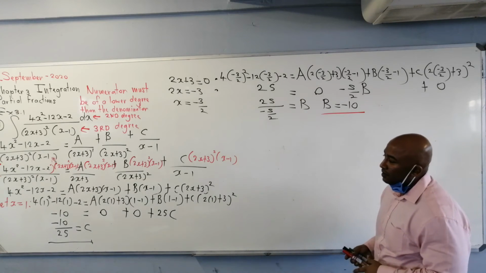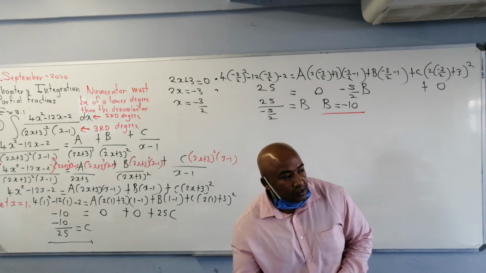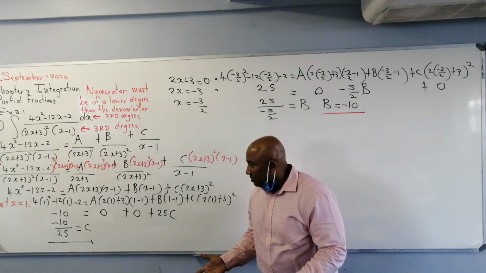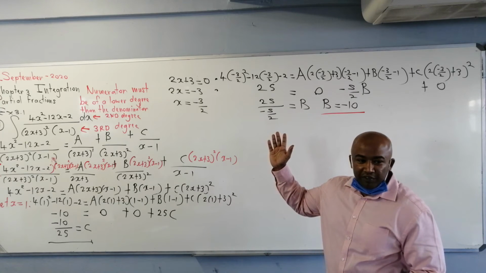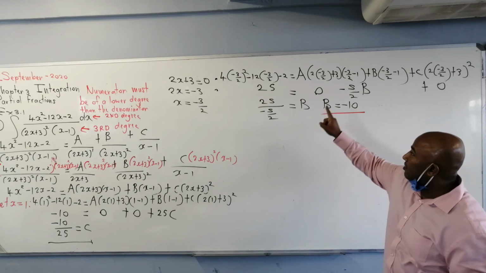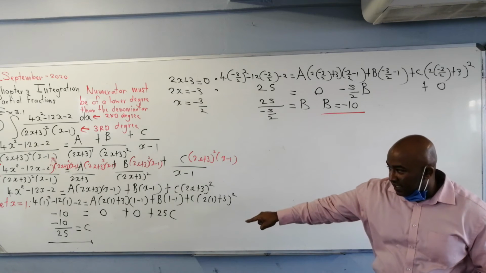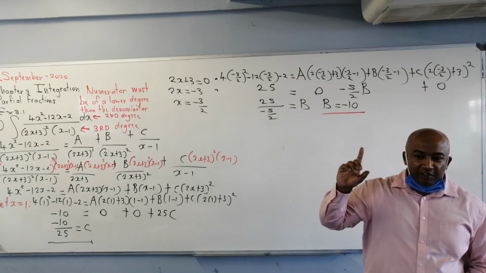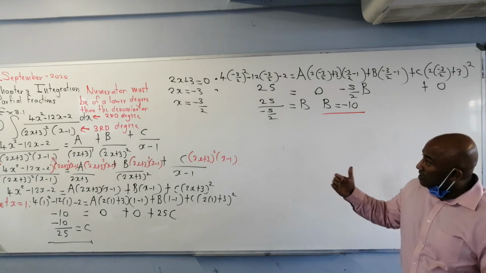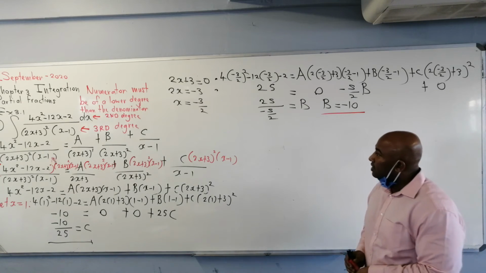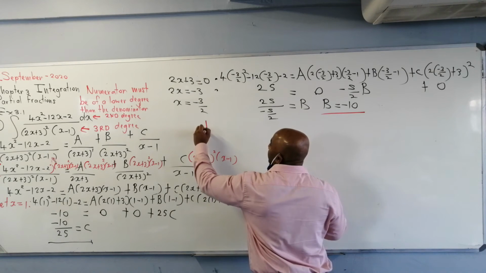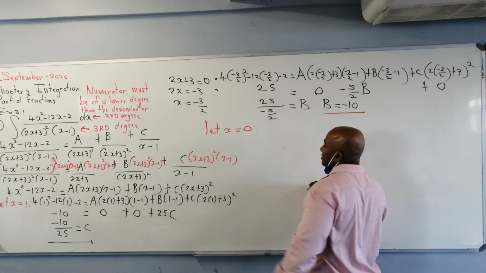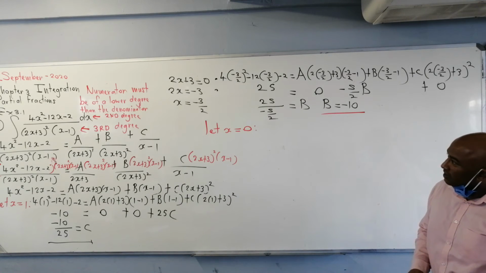Now, we ran out of values that will get us to the solution fast. So now, we can substitute any other value for x, because we already know the values of B and C. So if we substitute for B and C, we can now work out the value for A. Right, but we need to substitute a value for x. So choose an easy value. Let's choose 0. 0 is an easy value to substitute.